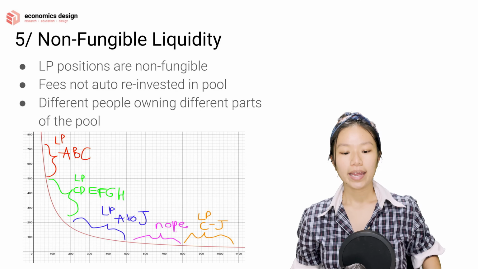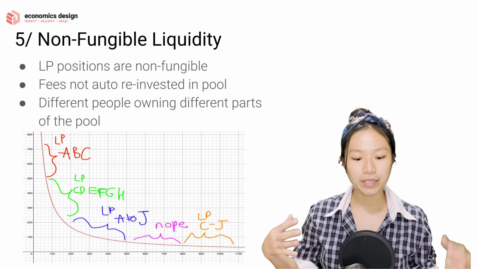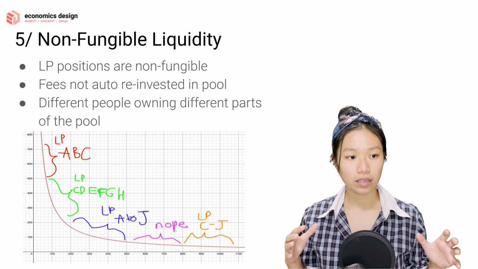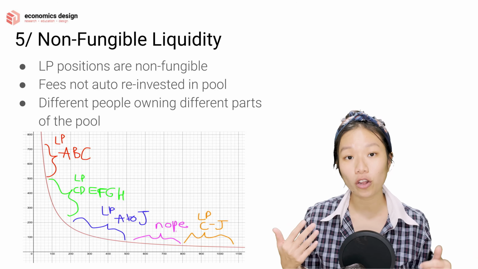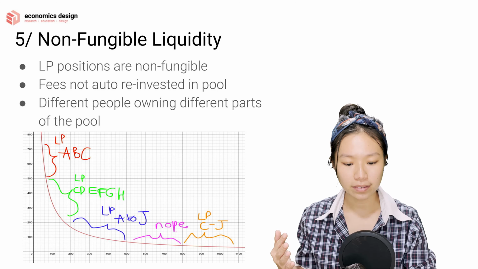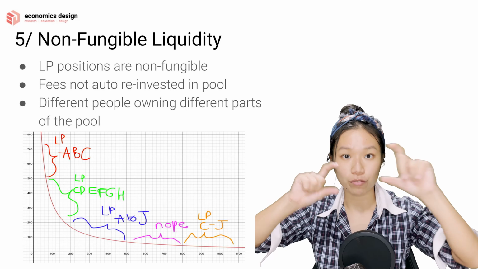Number 5, it has non-fungible liquidity. So the positions, the liquidity provider LP positions, are now non-fungible. Why? Because remember, I want to provide liquidity only within specific ranges.